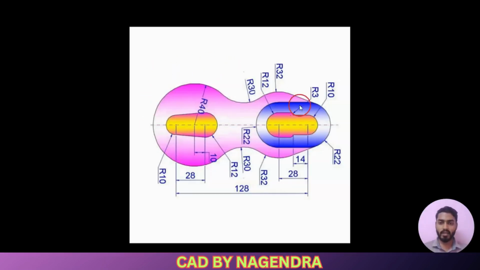Now to create this sketcher, selection of origin point is important. So for this particular sketcher I am considering this point as origin point, because maximum dimensions we are having here with reference to this particular point. Now as you can see here, I am going to create this outer profile by using an elongated hole with a radius of 22 and with a length of 28.